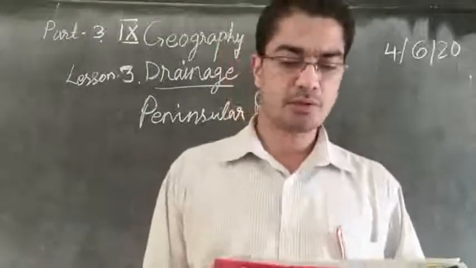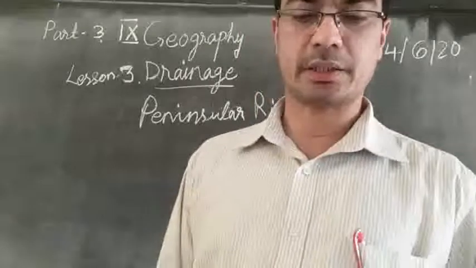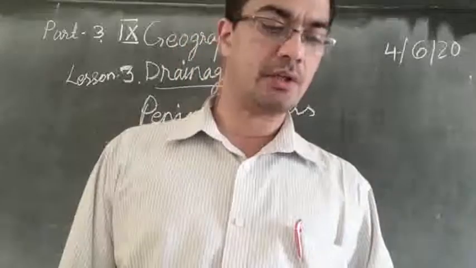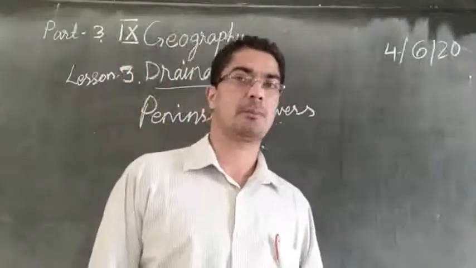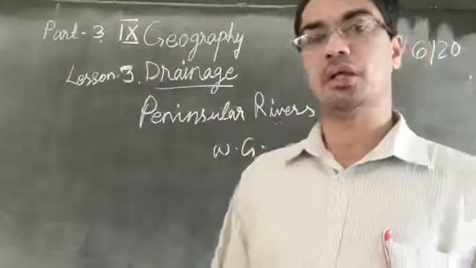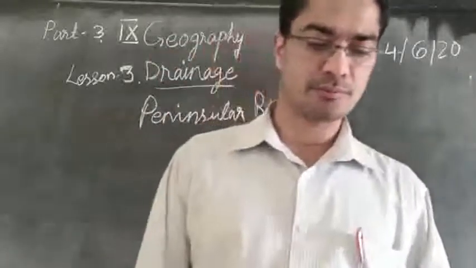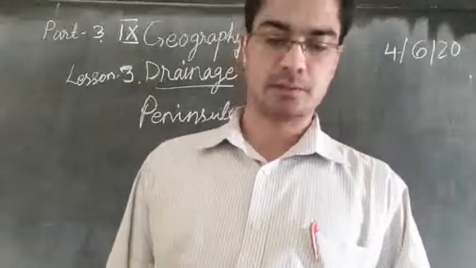Most of the major rivers of the peninsula, such as the Mahanadi, the Godavari, the Krishna, and the Kaveri, flow eastwards and drain into the Bay of Bengal. So most of these peninsular rivers are flowing towards the east. And where do they reach? They reach the Bay of Bengal.